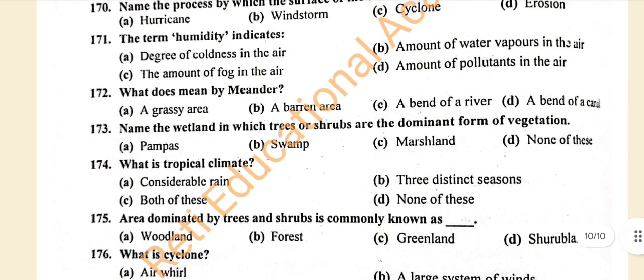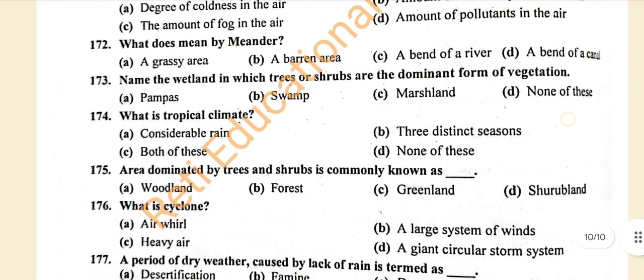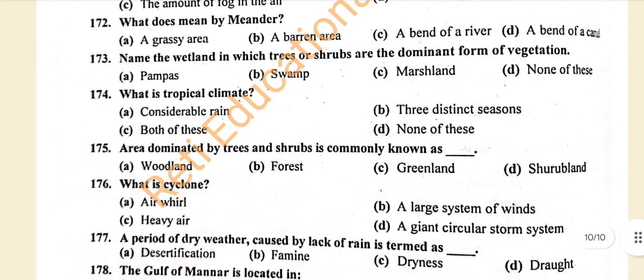Question number 172. What does meander mean? A. A grassy area, B. A barren area, C. A bend of river, D. A bend of canal. And the correct answer is C. A bend of river.